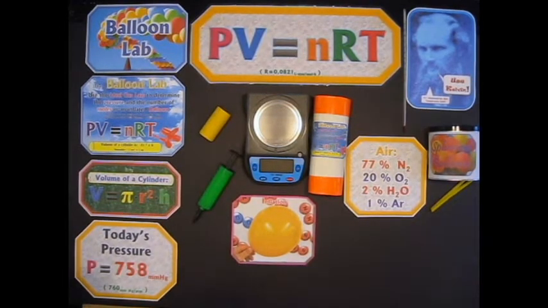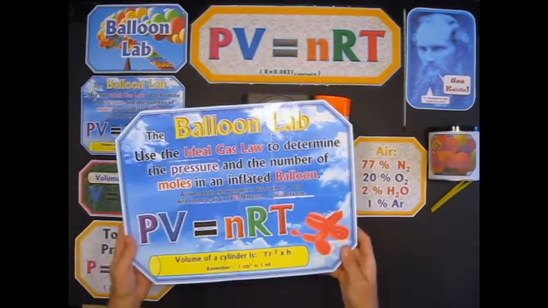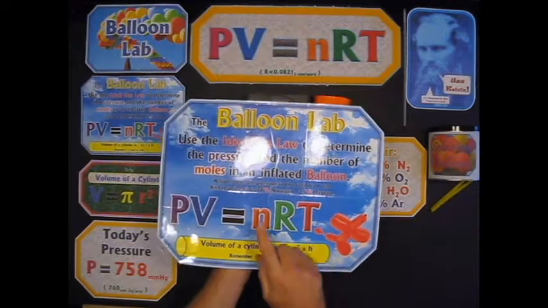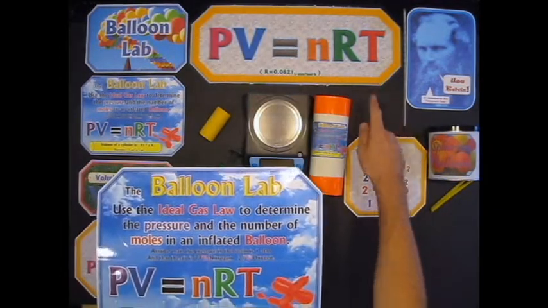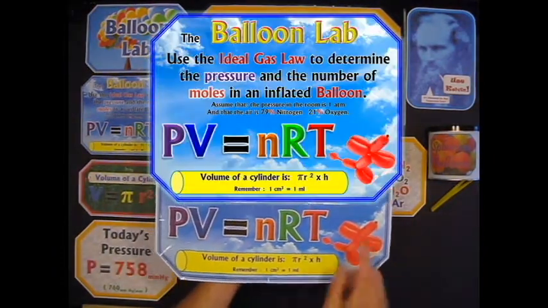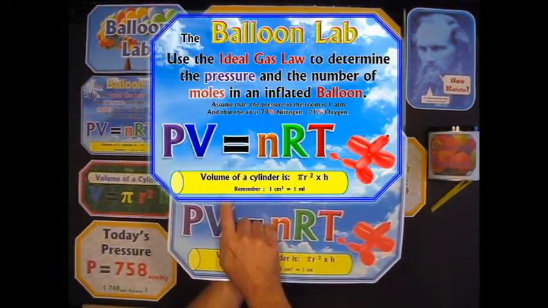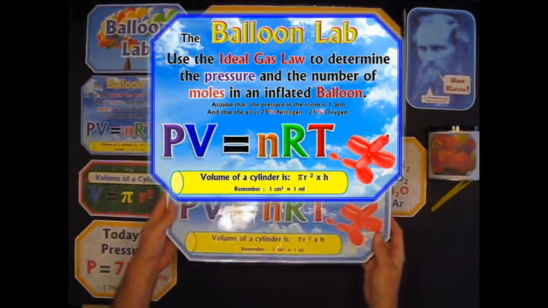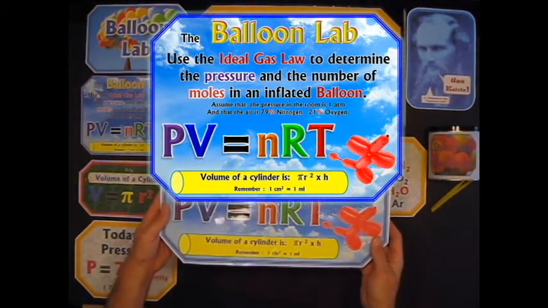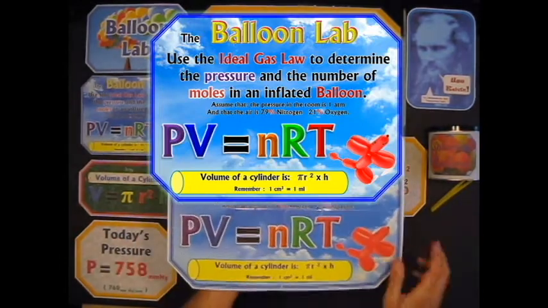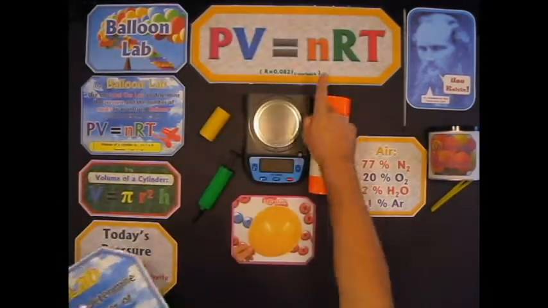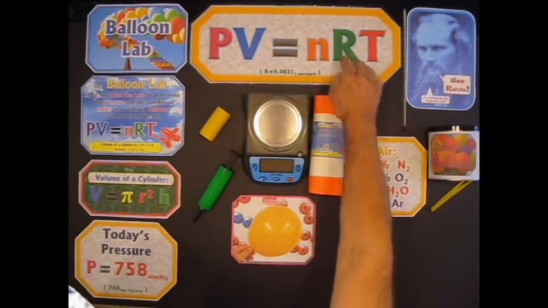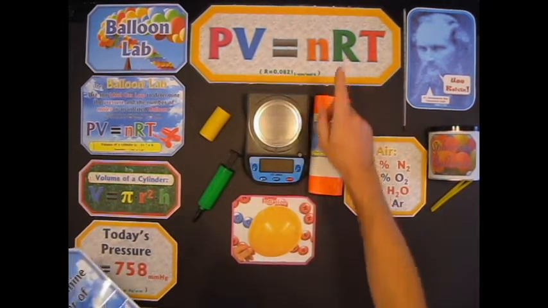Okay, so I'm going to take the data for the balloon lab. The balloon lab is basically using the ideal gas law to calculate the pressure and the number of moles in an inflated balloon. It seems like a very, very simple idea. The only problem is you're being asked for two variables. You're being asked for pressure and moles, that's two variables, and you can't really solve for two.